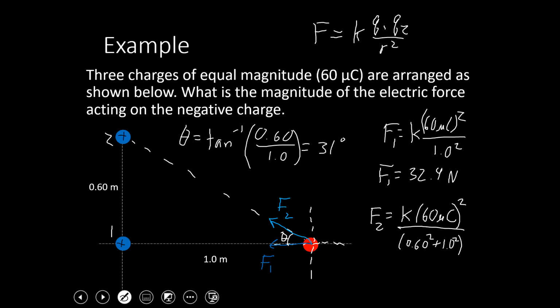So I'm going to plug that into my calculator. You don't have to take the square root. If you're wondering why I didn't take the square root, it's because remember what we're plugging in. Our equation is r squared. So I want to make sure this is my hypotenuse squared. That's why I didn't take the square root, in case you were wondering. So 8.99 times 10 to the 9, that's my k value. 60 times 10 to the negative 6 squared, divided by the denominator, 0.6 squared plus 1 squared. Okay, and I get 23.8 for my F2.